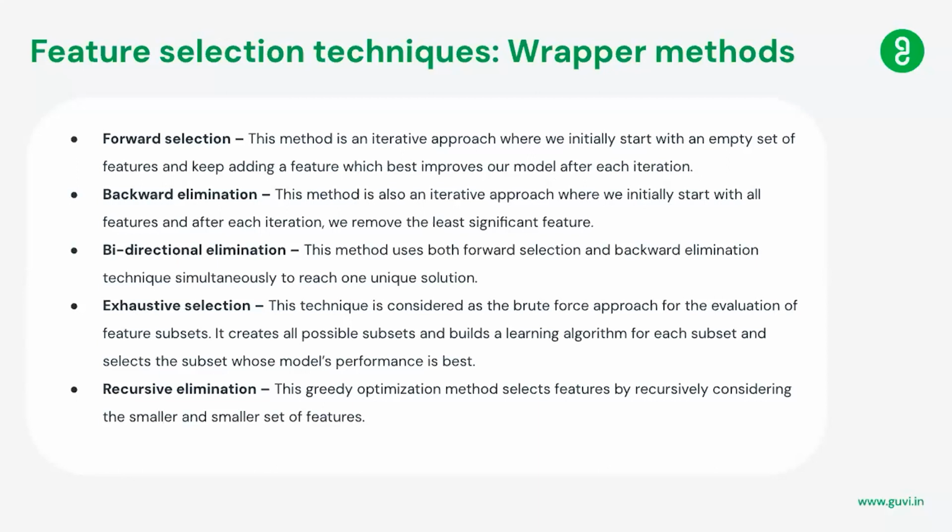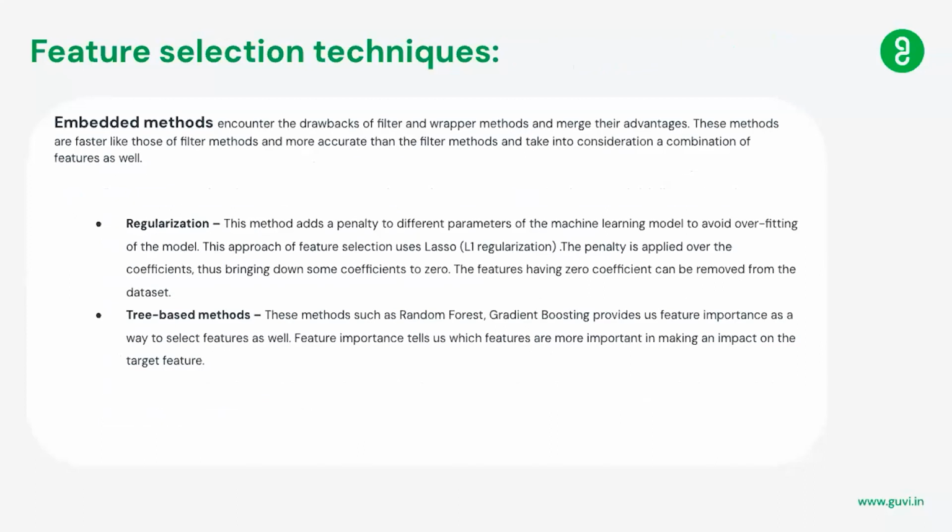Backward elimination is the same idea. You start with 50 and you keep removing, and wherever you get the best number of features, you stop there. Bidirectional and exhaustive selection is again brute force. You apply both forward selection and backward selection. So these are certain techniques, but remember that wrapper methods are time consuming because you have to look at all the features one by one. This will take a lot of time and computational complexity.